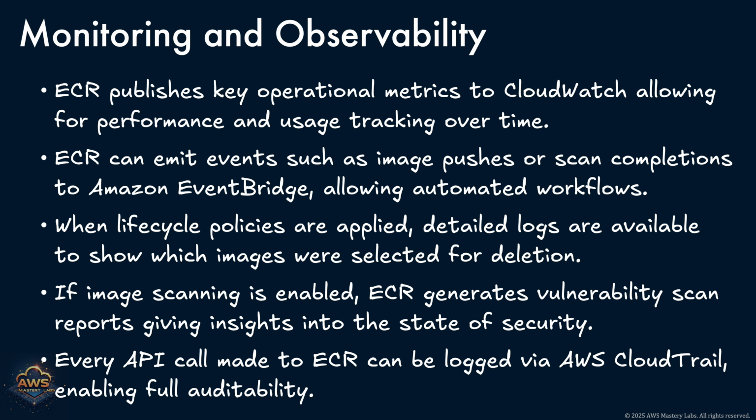AWS CloudTrail adds a powerful layer of auditability. It records all API calls made to ECR, including who accessed a repository, when they did it, and what action they performed, whether it's pushing a new image, pulling an existing one, or deleting a tag. For more dynamic workflows, Amazon EventBridge comes into play. ECR emits events such as image pushes and vulnerability scan completions. These events can trigger automated downstream actions.